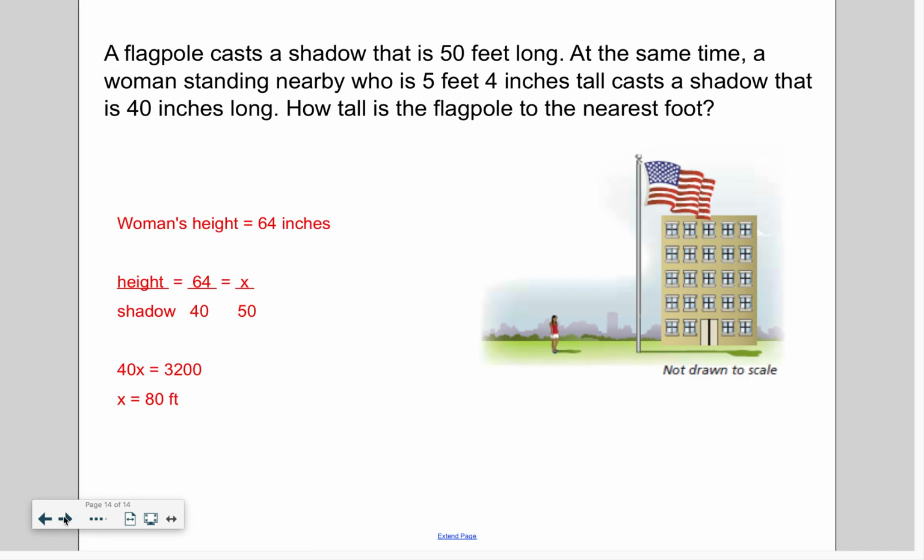And here is the answer. Please remember that 5 feet 4 inches is not 5.4 feet. That's not the same thing. So I changed feet to inches to get 64 inches. Inches to inches, this would be feet to feet. And you can see how I solved that.